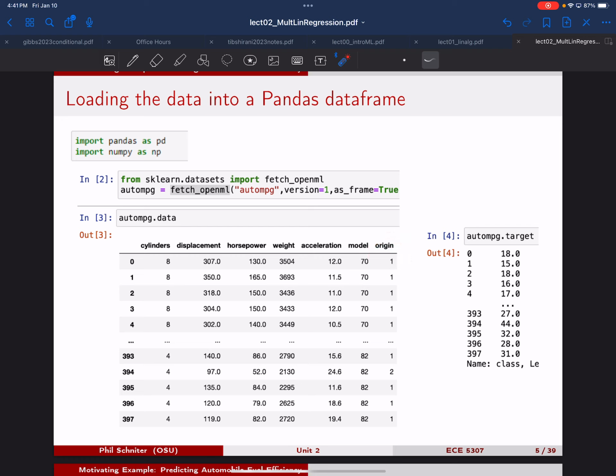sure. But anyway, you can see that that's one example, and then I have many other examples of vehicles in this database. In total, there's 397 examples.